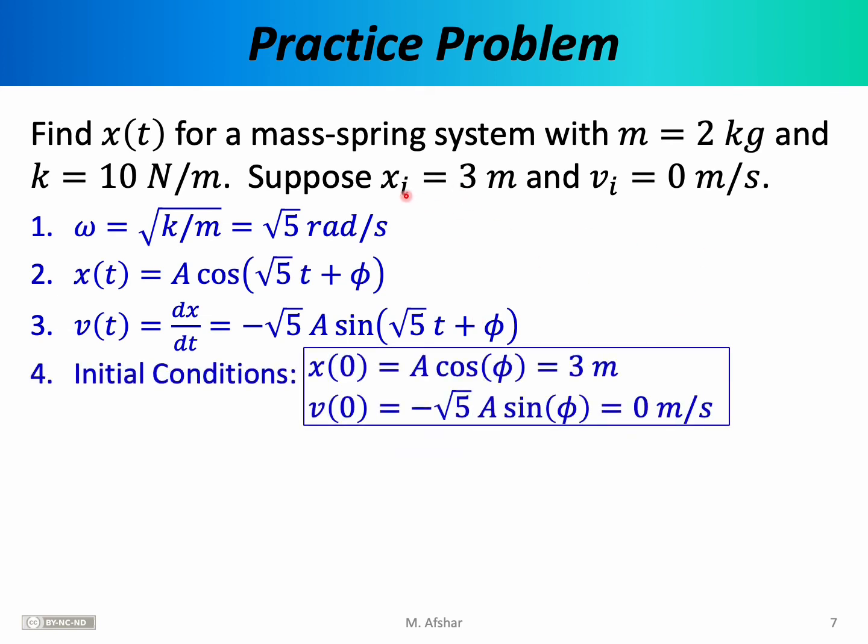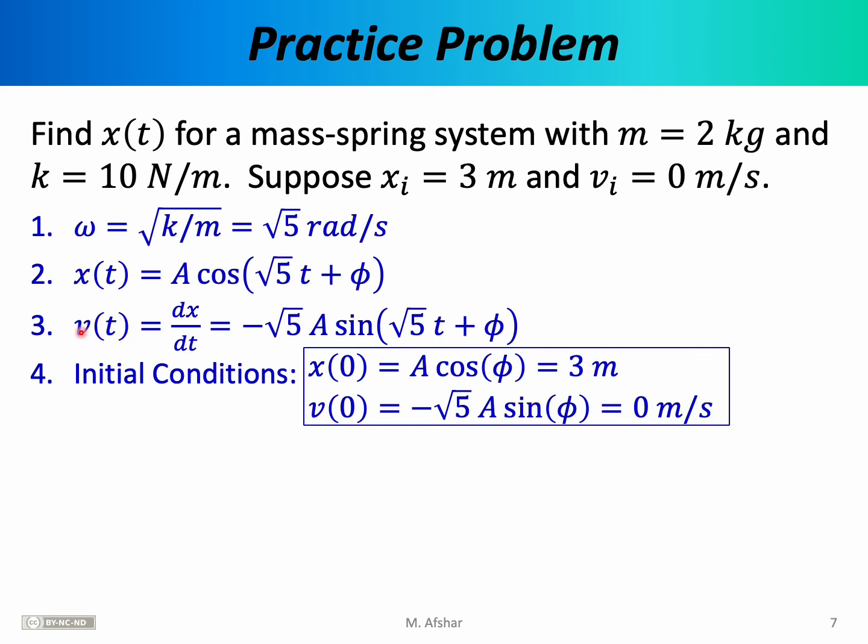Note what the initial conditions tell you. X initial is equal to 3. What that means is that x at time 0 must equal 3 meters. But of course, I have this function x of t. I can plug in 0 in here, and what I'll get is A cosine of phi. So I have this useful equation here, A cosine of phi is equal to 3.